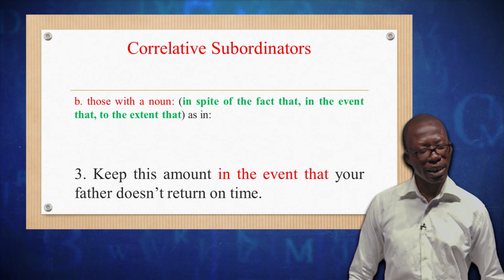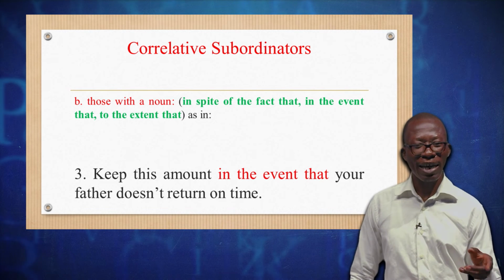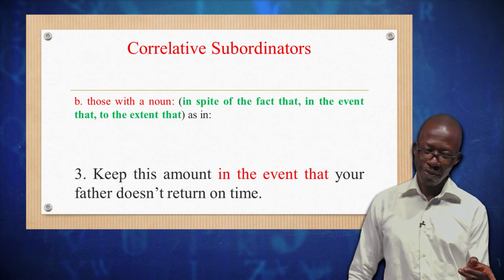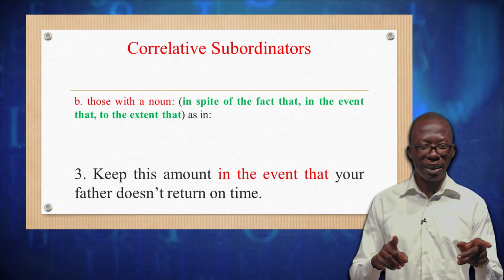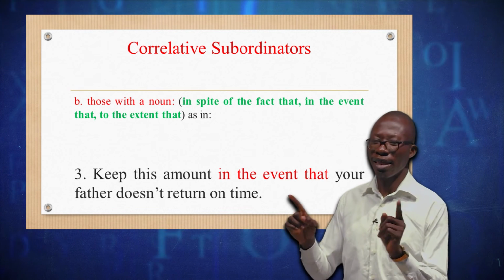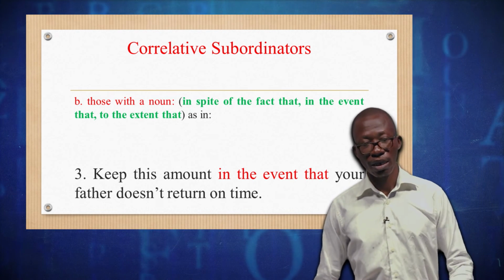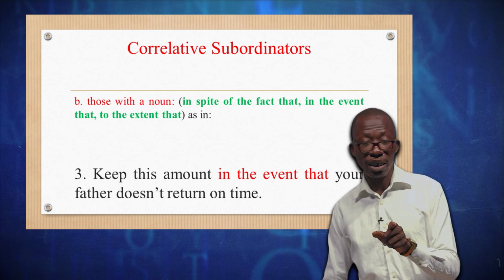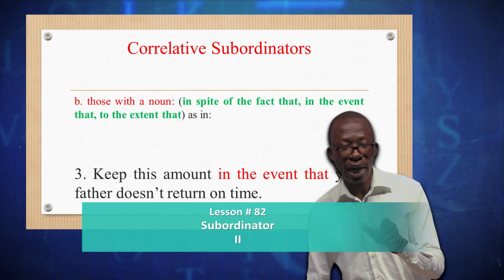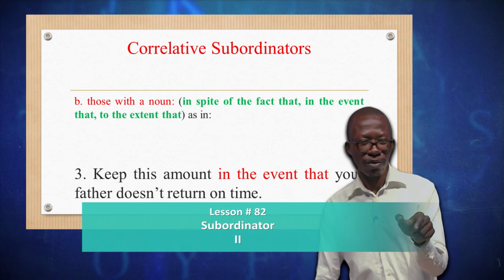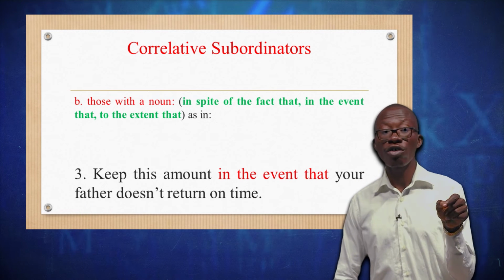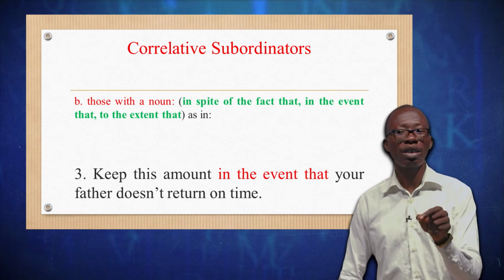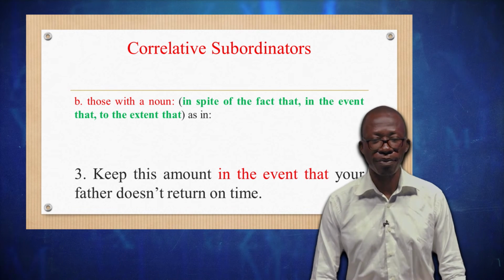Does it give us the same message? In the event that your father doesn't return on time, keep this amount. The message is not the same as "keep this amount in the event that your father doesn't return on time." There, the clause is a condition for which the money is given to you. The money is given to you to be spent on the condition that your father doesn't return on time.